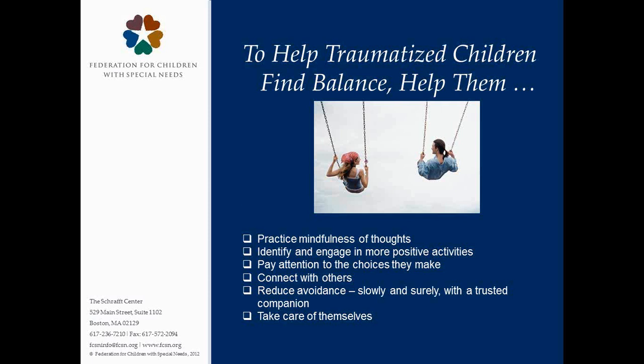Pay attention to the choices they make, and I think that goes for the students themselves and for the people that they are dealing with, so that they can know whether the choices they make are appropriate or inappropriate. Connect with others. I think the research is finding more and more that one of the main ways to help kids with trauma overcome a lot of their neurological disabilities is to make connections with other people, peers, adults, people that are out there that can help. Reduce avoidance. Reducing avoidance means that they have to stop running away from the things that they may feel are negative, and they have to slowly and surely, with a trusted companion, start to look at the things that they're most afraid of. And they have to take care of themselves even though they don't think they have a future.